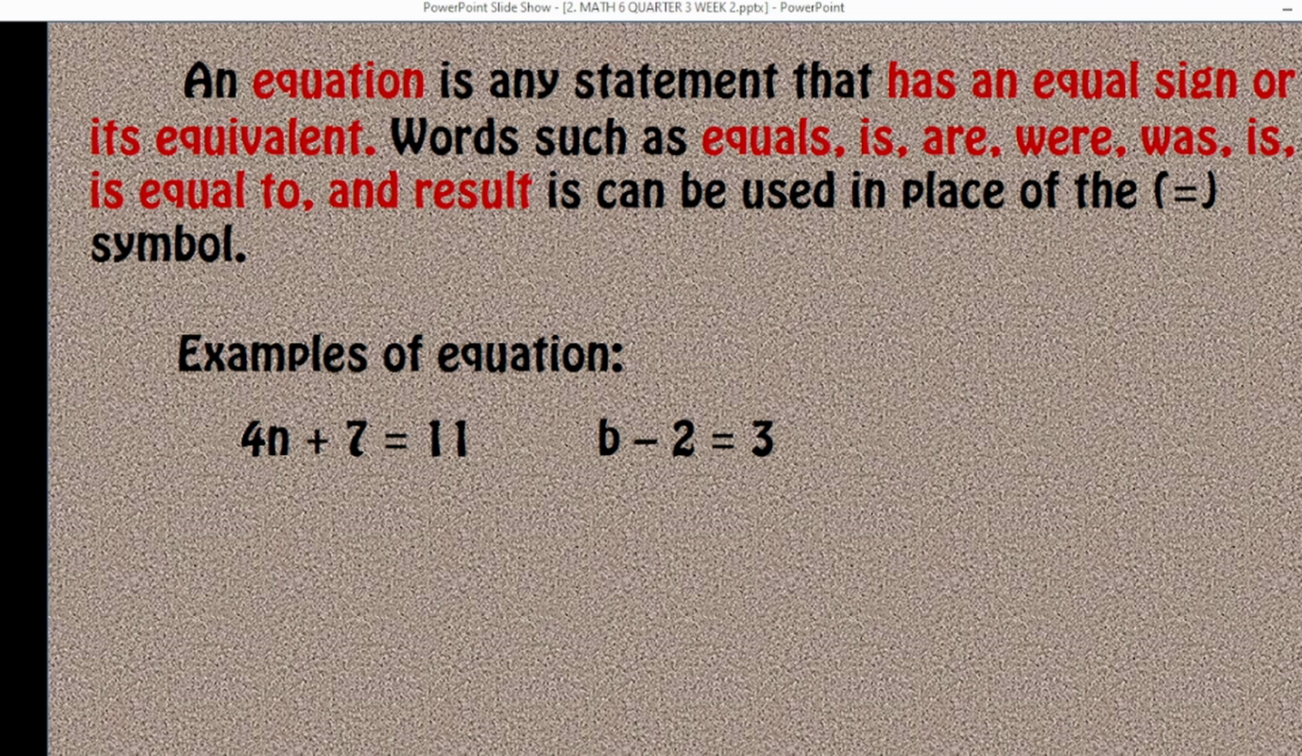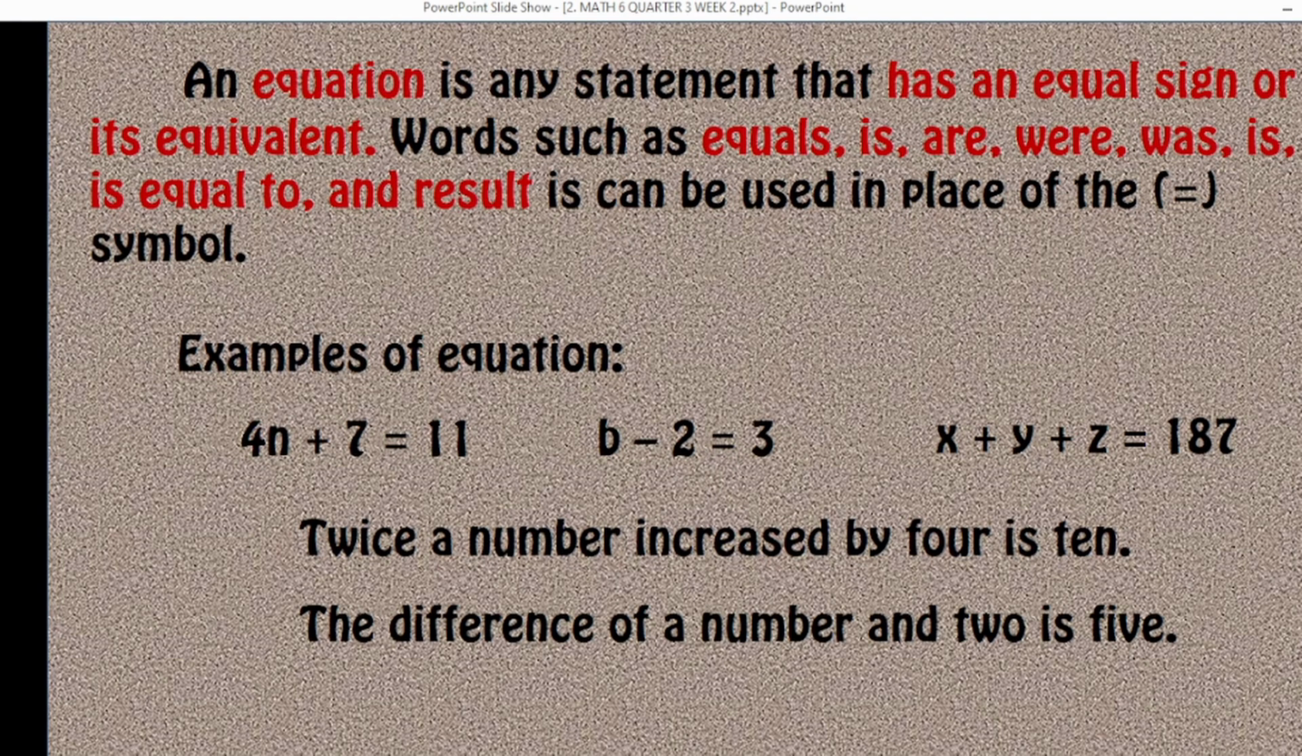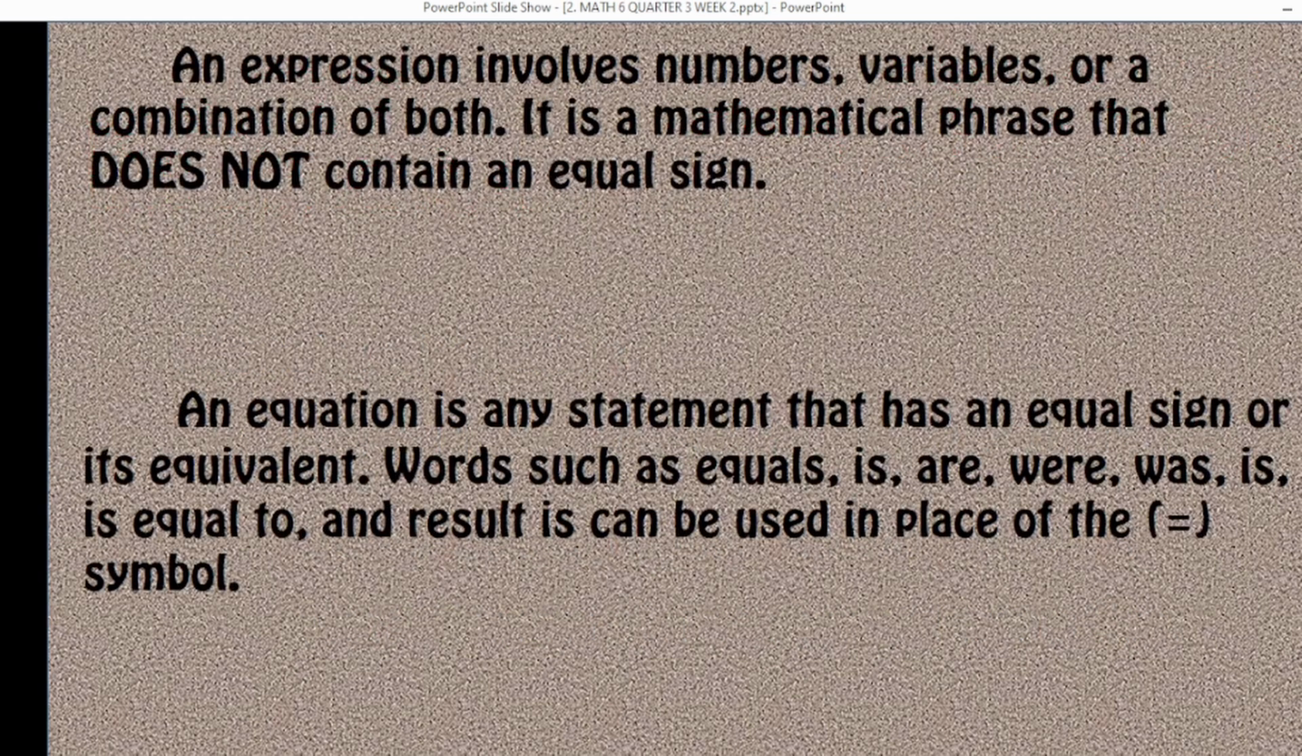B minus 2 is equal to 3. X plus y plus z is equal to 187. Twice a number increased by 4 is 10. The difference of a number and 2 is 5. So let us differentiate expression from equation. So lagi ninyong tatandaan mga bata, expression walang equal sign. Equation may equal symbol.